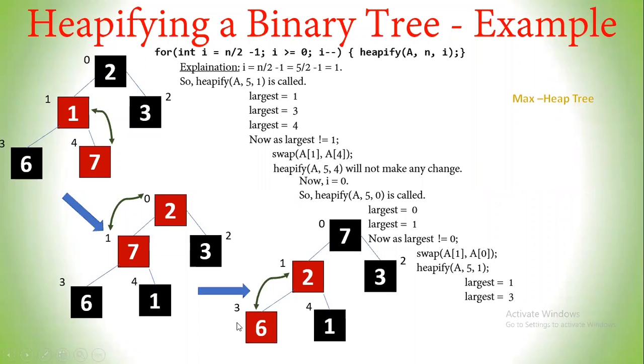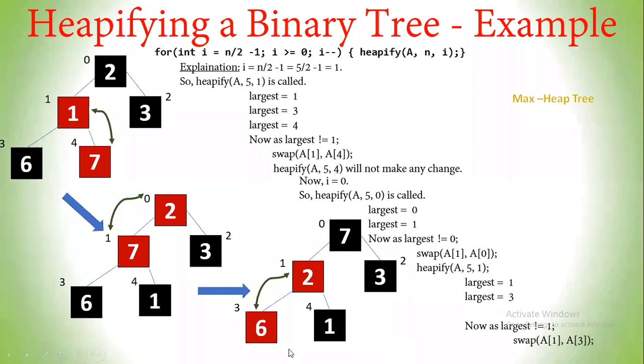Then this element A largest will be checked against A right. This is A right, but A right is less than A largest. That means 1 is less than 6. A right is less than A largest. So still largest is 3. So now largest is not equal to the original index. Original index is 1. 1 is not equal to 3. So we should swap.